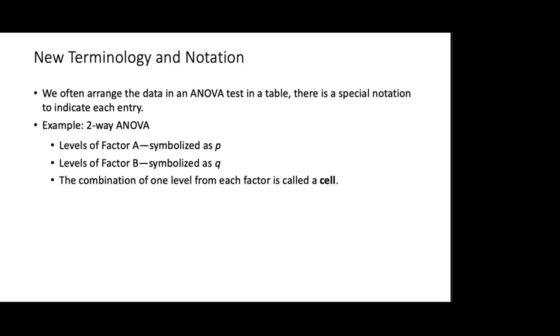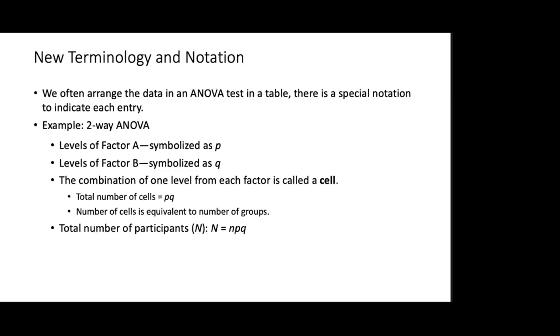And I mentioned that before, a combination of one level from each factor is called a cell, right? So for a 3x2 design, we have 6 cells total. The number of cells is identical to the number of groups, and that means the total number of participants can be calculated as n times p times q. So n is the number of participants, or subjects, in each cell, or in each group of your experiment, of your design.